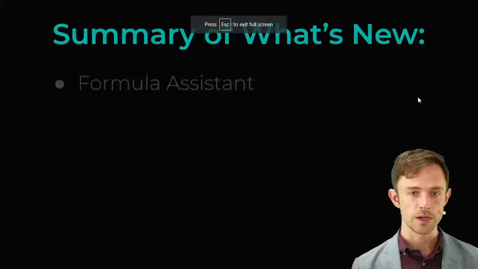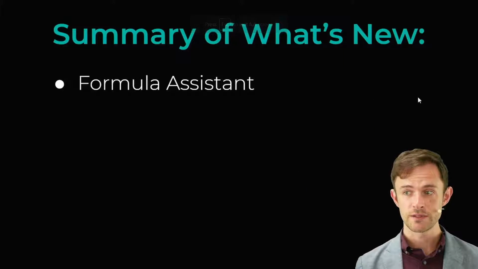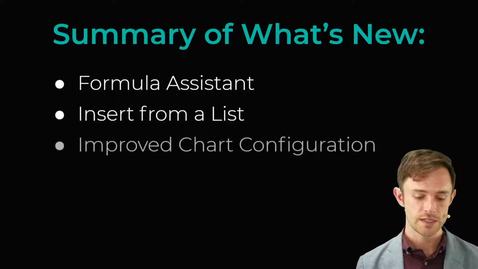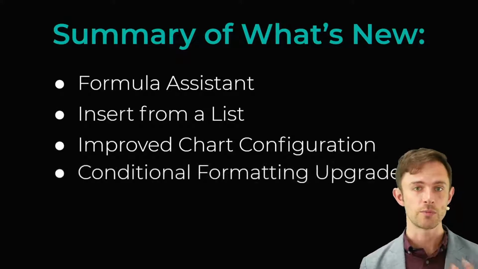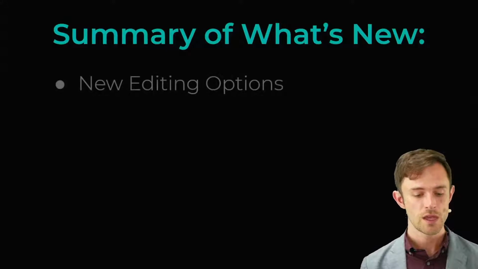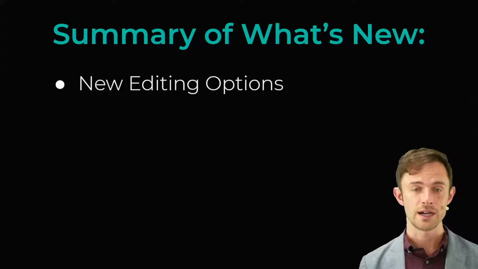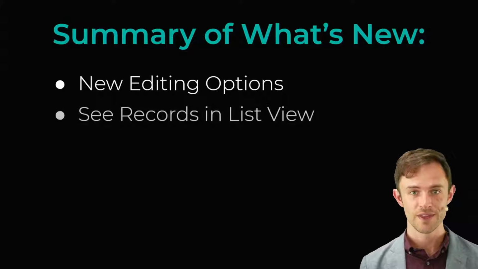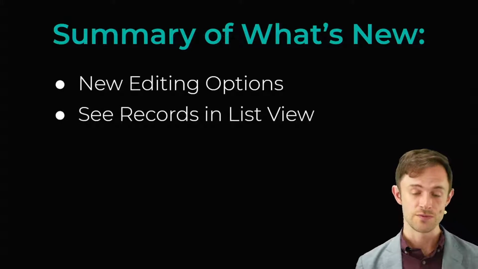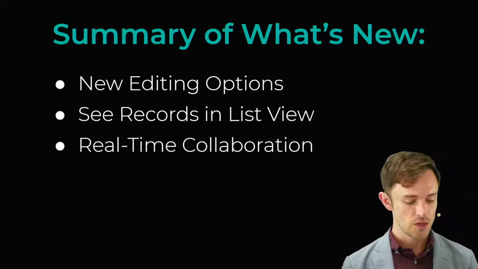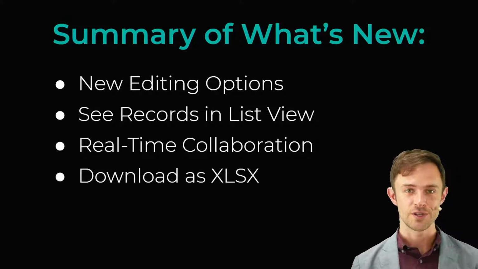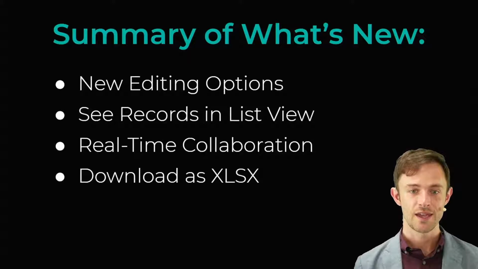Just to sum it up real quick, we've got a formula assistant, which lets you see very quickly what you're working with. You can insert data from a list. We have new options for configuring both charts and conditional formatting. You have the ability to edit in new ways that we didn't have before, whether it's simple things like sorting or bringing data back in. You can always view your records in a list view. You can collaborate in real time with other users, and you can just download as a spreadsheet or save as templates. And we're very excited.